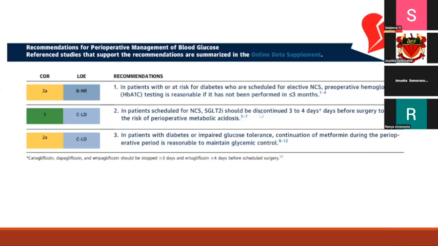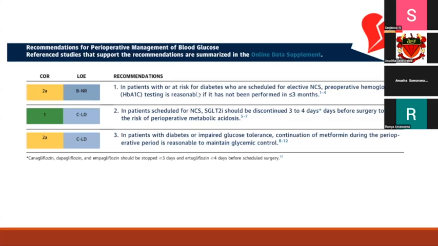And regarding the blood glucose management, what are the recommendations? I've already discussed the SGLT2 inhibitors, gliflozins. So that is used for treatment of diabetes. They advise to discontinue these medications for 3 to 4 days because of the risk of metabolic acidosis. Most of the time patients tend to have euglycemic ketoacidosis if we continue the drug during the perioperative period. And in patients with diabetes who are on metformin, they advise to continue the metformin during the perioperative period.